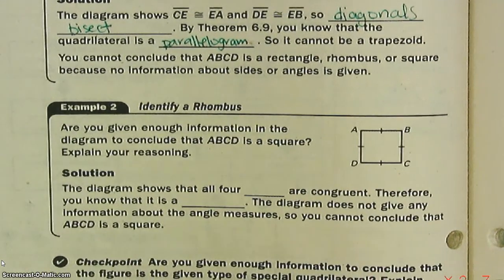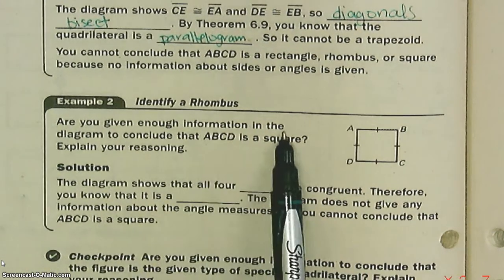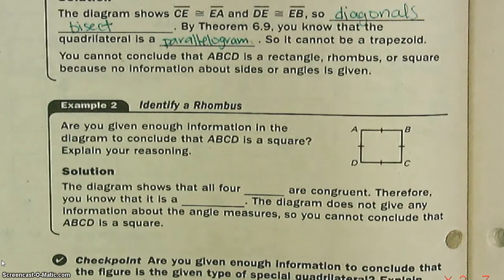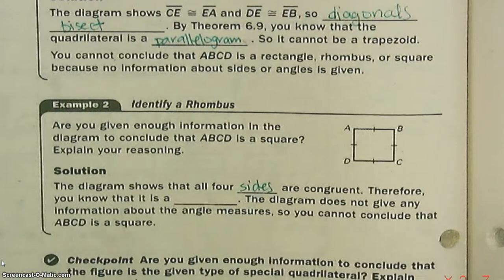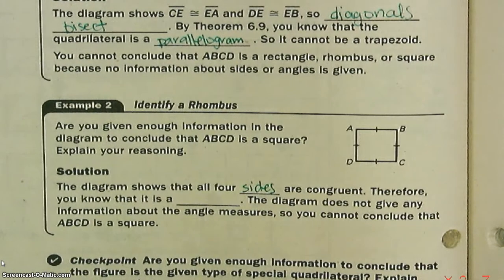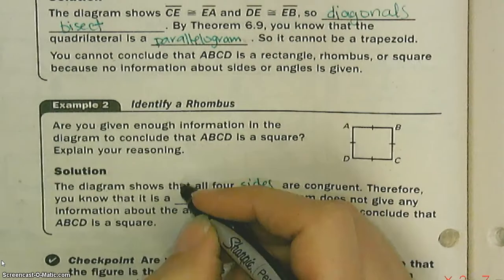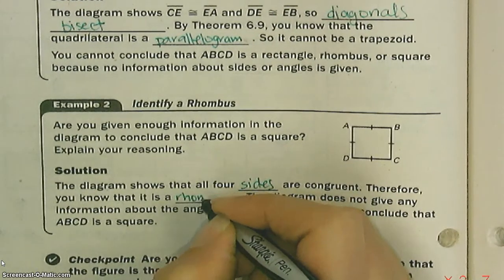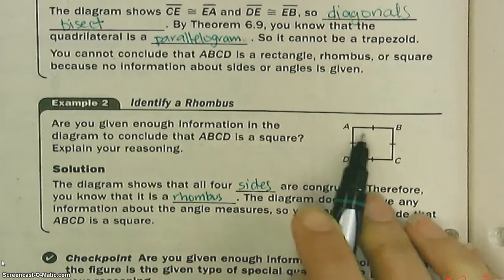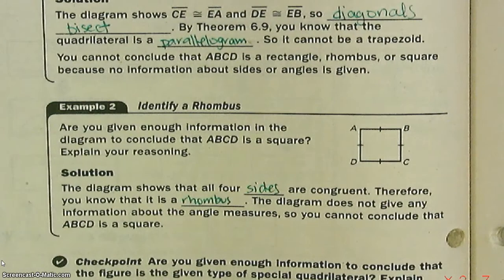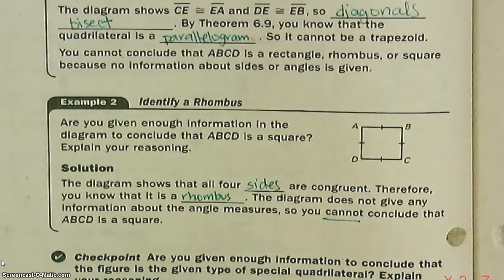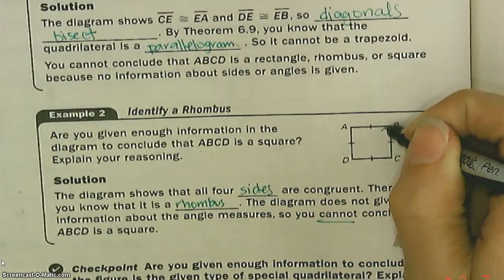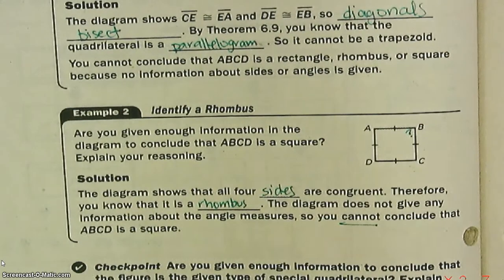In example 2, it says, are you given enough to say this is a square? Well, I see 4 sides that are congruent. So I know it's at least a rhombus because a rhombus has 4 sides congruent. But do I know anything about the angles? I don't have any more information. I cannot conclude it's a square because I don't know if these angles are 90 or not. They may look like it, but we can't go by looks.